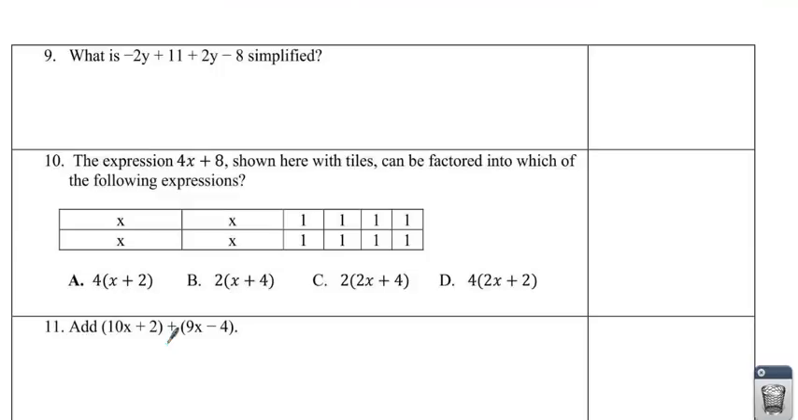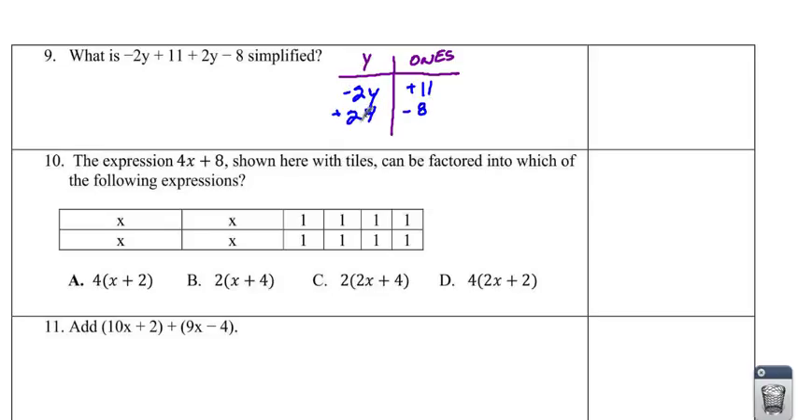There we go. All right, number 9. What is negative 2y plus 11 plus 2y minus 8 simplified? So we're going to think again of all of those terms. This time we have y's and we have 1's. So for the y's, we have a negative 2y. Then we have a plus 11 in the 1's. Then we have a 2y being added in. We're adding a 2y, and we're taking away an 8.